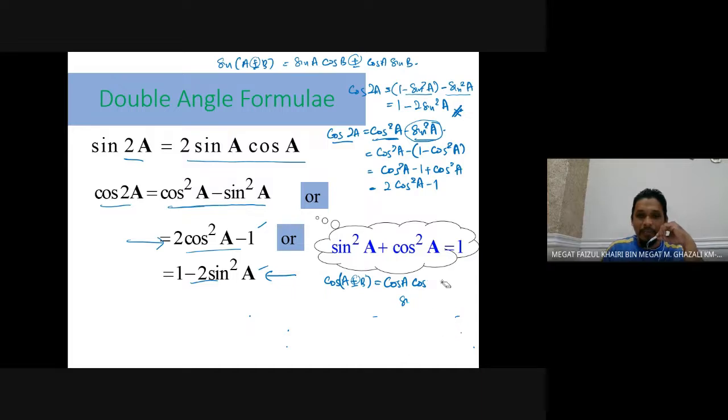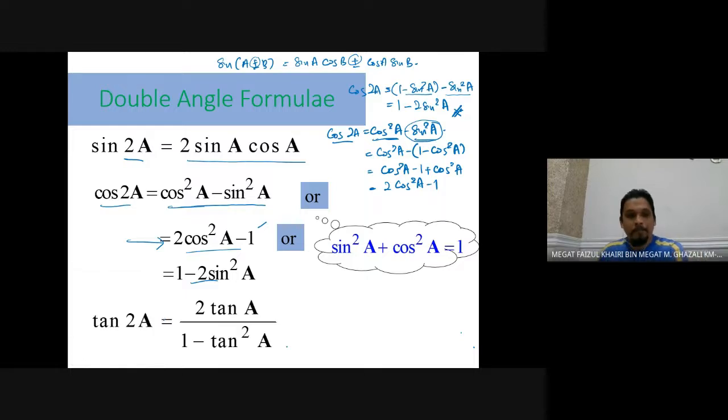Okay, and then next one, tangent 2A. For tangent A plus minus B equal to tangent A plus minus tangent B divided by 1 minus plus tangent A tangent B. So look at this one, tangent 2A, when we change this B into the angle of A, so A plus A, look at this one, negative here, minus.